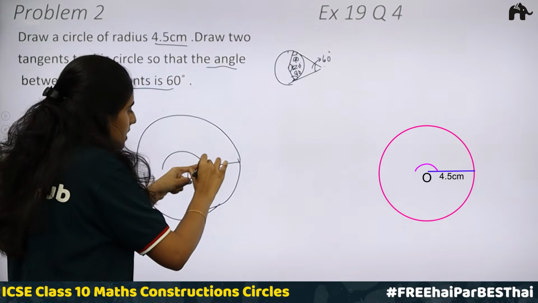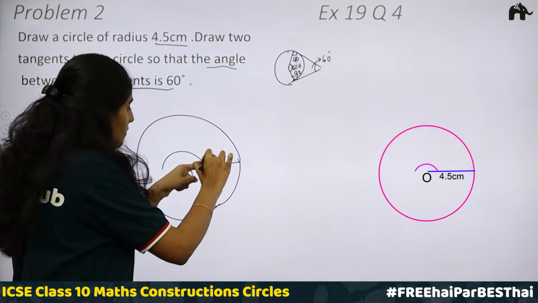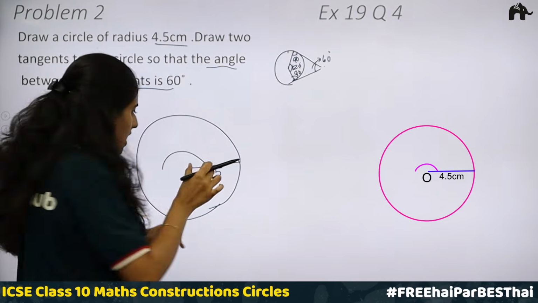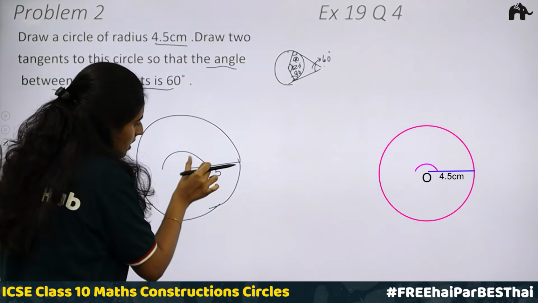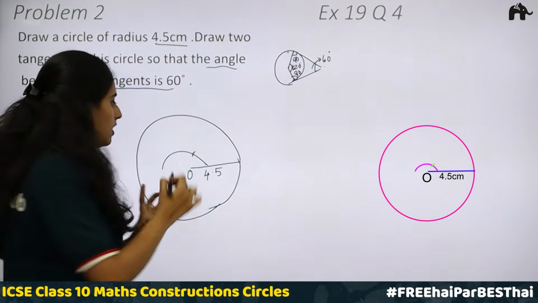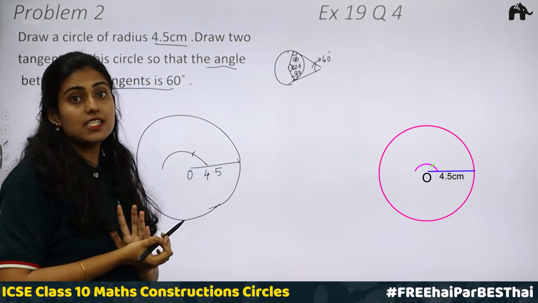Now, the compass needle should be placed here. From here, we will be drawing another arc with the same measurement. Here, we have taken this measurement. We will be drawing another arc with the same measurement. Now, what is this angle? This angle will be 60 degrees.